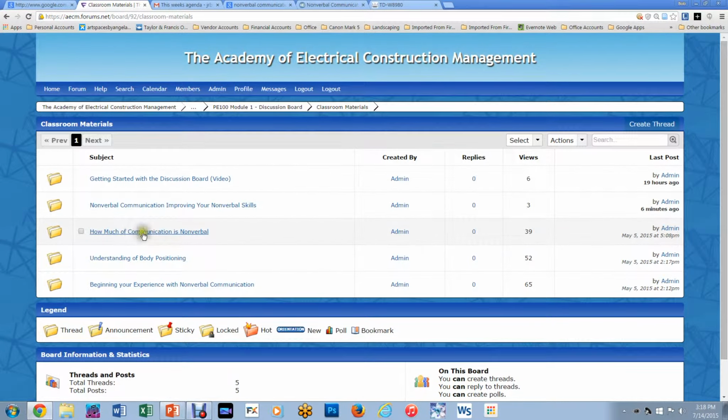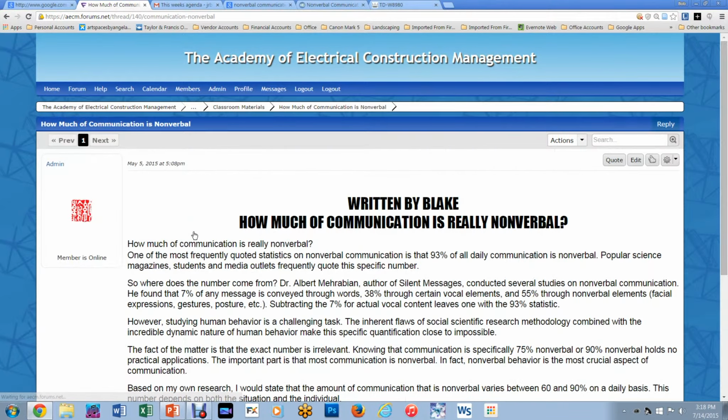Our next piece of information is how much of communication is nonverbal. And this really goes back to that 50%, or greater than half, of your conversation being nonverbal. According to the statistics that are really being studied, they say that 93% of all daily communication is nonverbal.